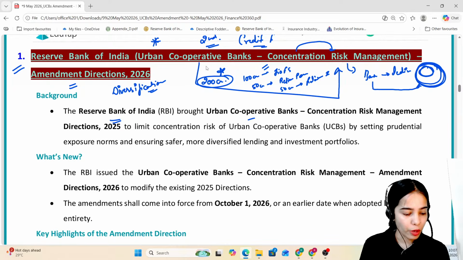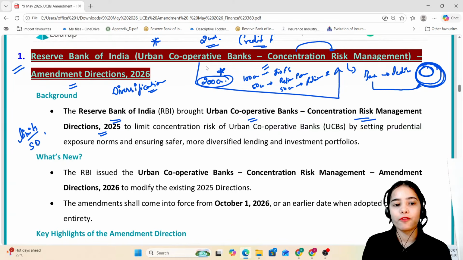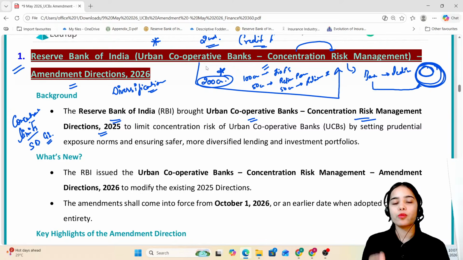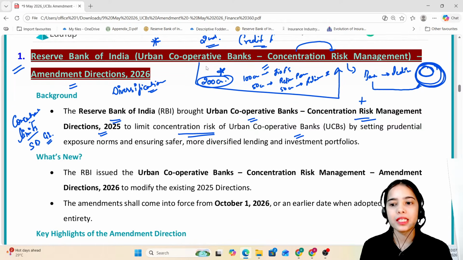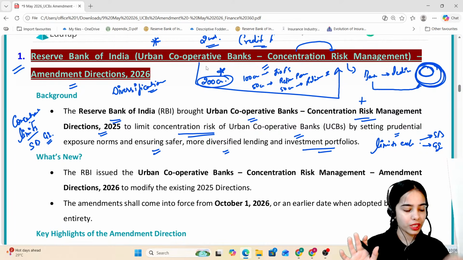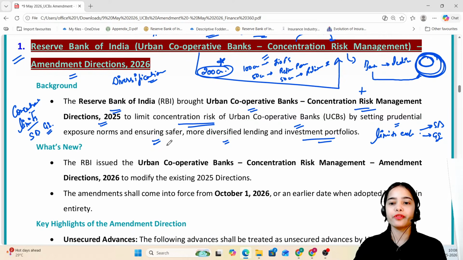The Reserve Bank of India brought the Urban Cooperative Banks Concentration Risk Management Directions 2025, where limits were provided for the single borrower and for the group entities: how much loan can be given to single borrowers or group entities, and what is the maximum percentage that can be lent out. These directions limit the concentration risk of the urban cooperative banks by setting prudential exposure norms, limits on the exposure that they can have to single borrowers or group entities, ensuring safer, more diversified lending and investment portfolios. I hope the idea of this direction is clear, that in 2025 these directions were brought.